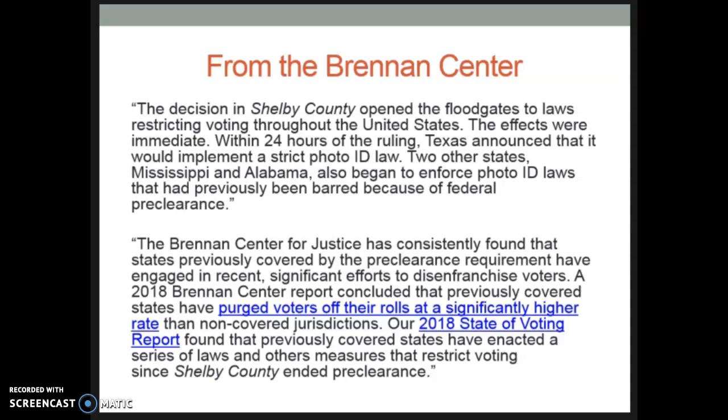A 2018 Brennan Center report concluded that previously covered states have purged voters off their rolls at a significantly higher rate than non-covered jurisdictions. Our 2018 State of Voting report found that previously covered states have enacted a series of laws and other measures that restrict voting since Shelby County ended preclearance.